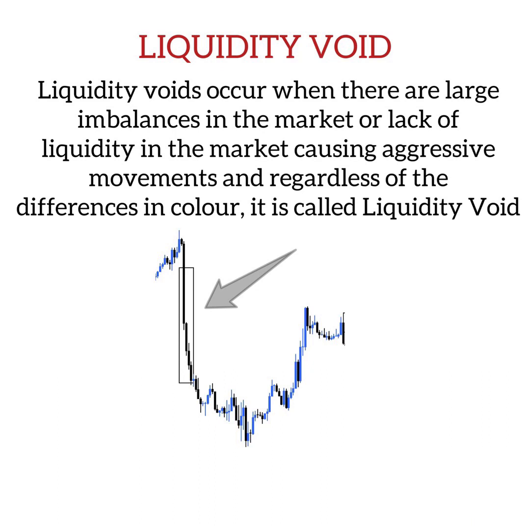Liquidity void occurs when there are large imbalances in the market or a lack of liquidity in the market, causing aggressive movements. And regardless of the difference of color, it is called liquidity void. And this serves as a magnet for the market because oftentimes we get to see prices come back, most times immediately, to fill a liquidity void before going back to its initial movement.